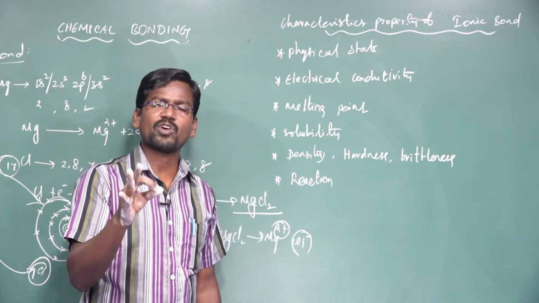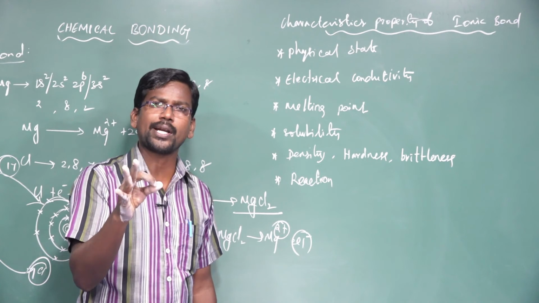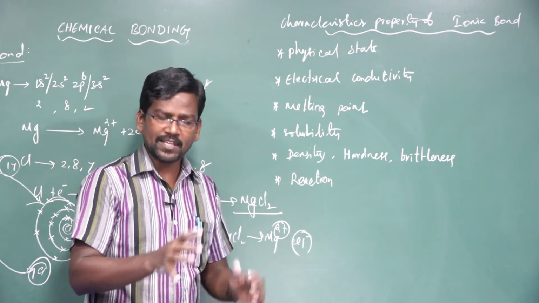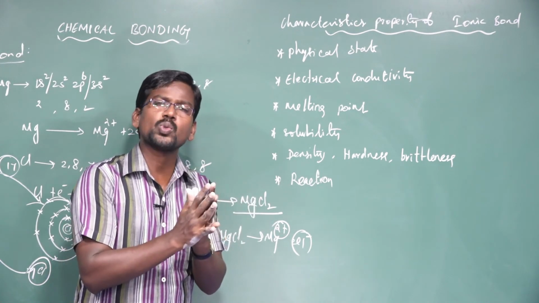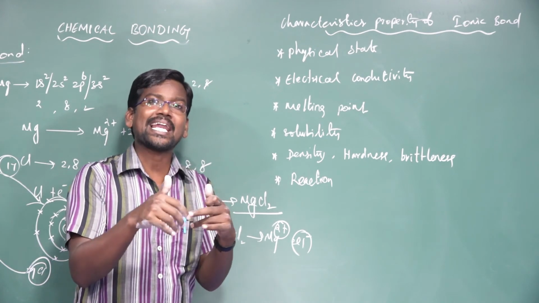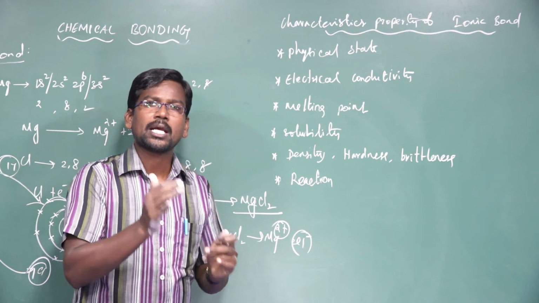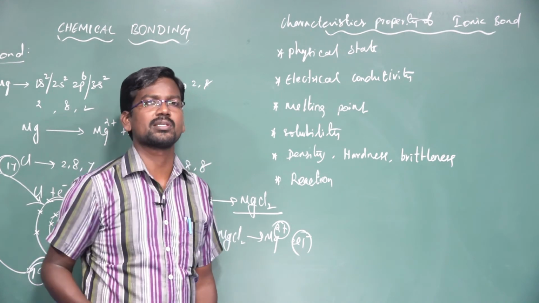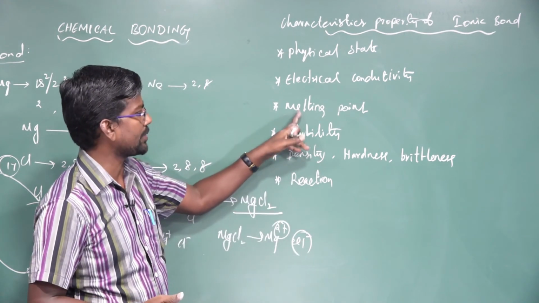Next one, melting point. There is a strong electrostatic force of attraction between the two oppositely charged particles, known as the ionic bond. To separate these oppositely charged positive and negative ions, high energy is required. That's why the melting point also increases. The melting point is high.